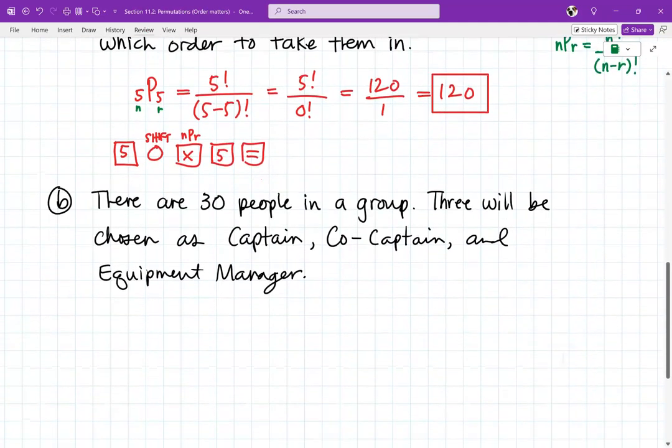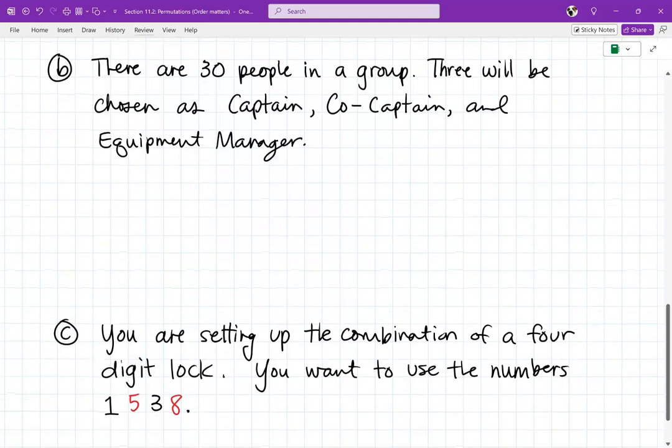So here we go. Part B, there are 30 people in a group. There will be 3 chosen as captain, co-captain, and equipment manager. Should it matter which order you're picking them in? For some people, you think, yeah, I want to be captain and I want to be co-captain. I don't want to be equipment manager, right? So we're going to pick 3 people from 30, right? So 30, pick 3. Okay? 30 picking 3. So 30 permute 3.